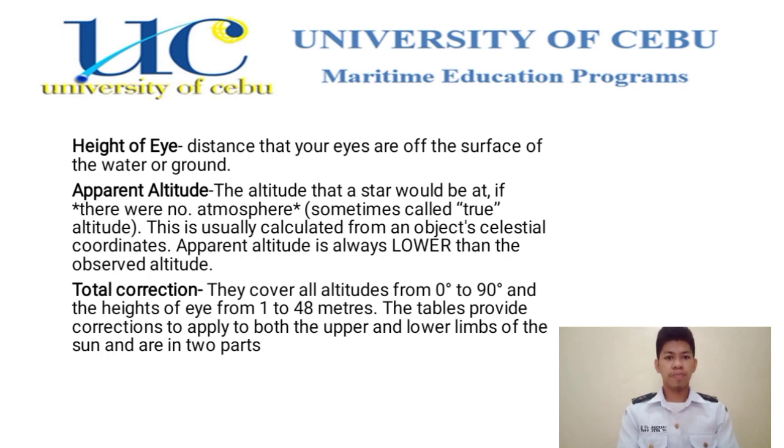Total correction. They cover all altitudes from 0 degrees to 90 degrees and heights of eye from 1 to 48 meters. The tables provide corrections to apply to both the upper and lower limbs of the sun and are in two parts.